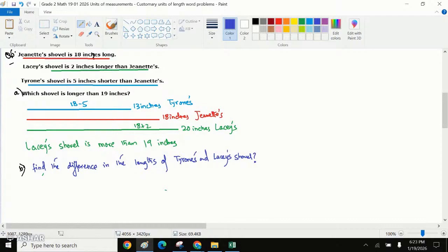Semi, can I have the answer to part B? What I did was, the big question was very basic, right? We had to find which was longer. So we say Lacey's shovel is more than 19 inches. But if we change the question and say, find the difference in the lengths of Tyrone's and Lacey's shovel, right? So what should be the difference of their lengths?